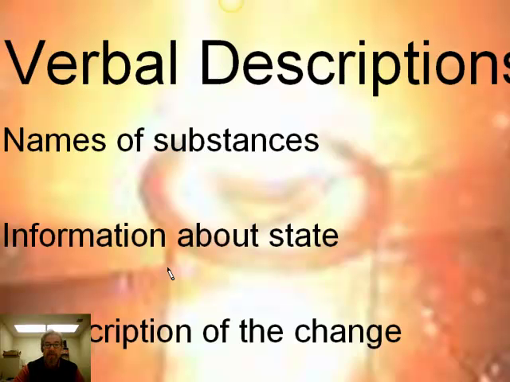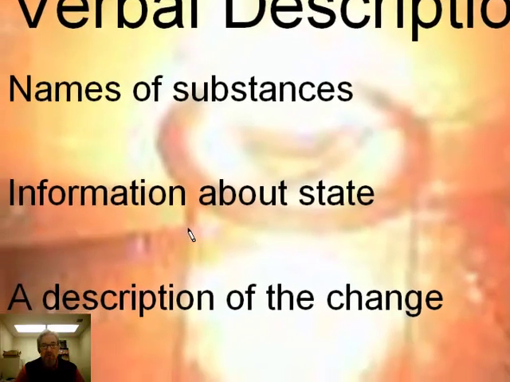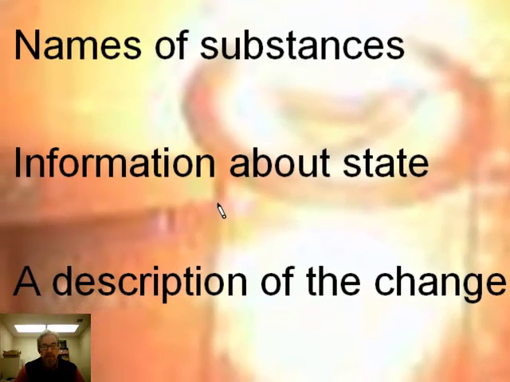So we're going to look at three different ways of modeling chemical reactions. The first one is verbal descriptions, where you just talk about it. You use words that will include the names of the substances, information about what their state is, possibly, like solid, liquid, or gas, and then a description of the change, like it burns or it decomposes or something like that.